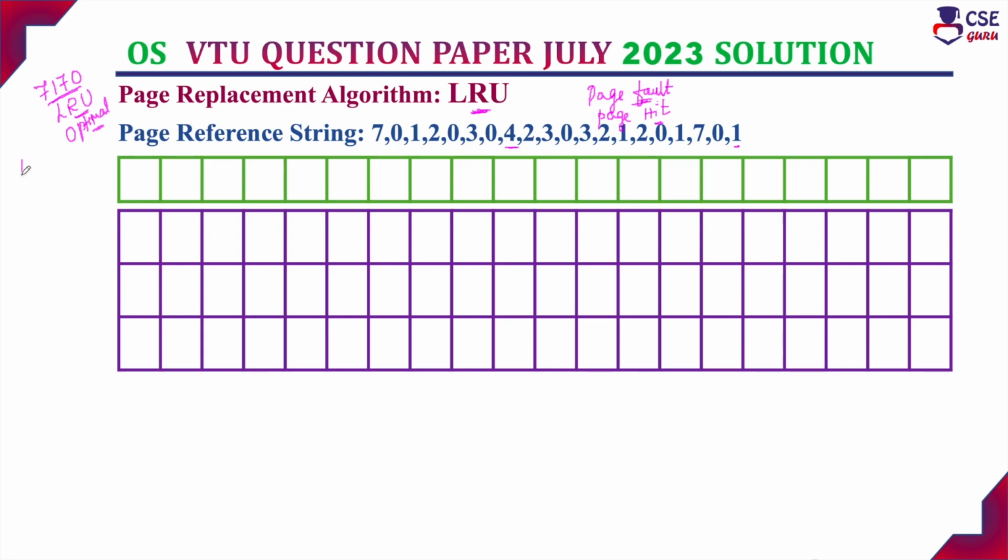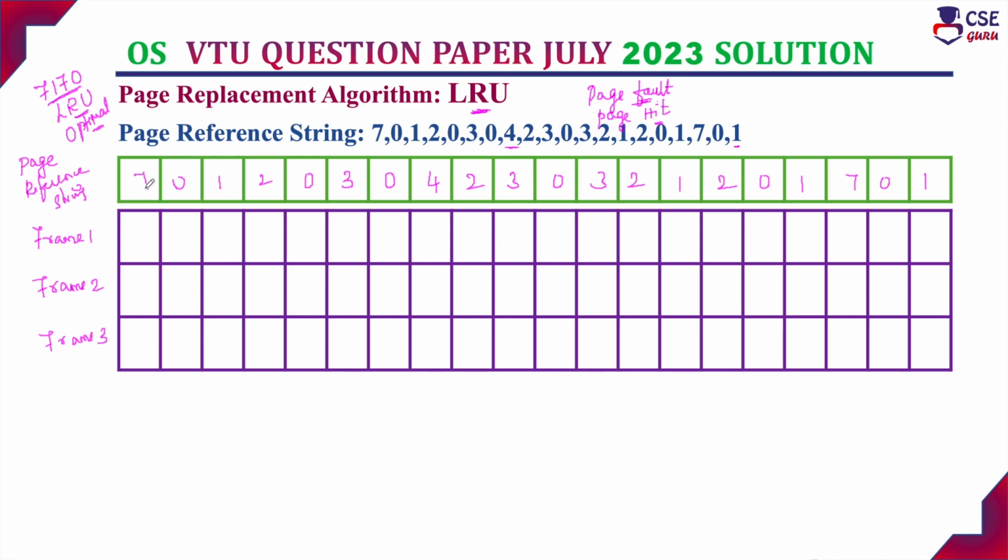And here the page reference string they have given as 70120303201201701. So this is the given reference string, and here in our question they have given 3 frames. So this will be considered as frame number 1, this is frame number 2, and this one is frame number 3. Okay. So initially the reference string is 7.